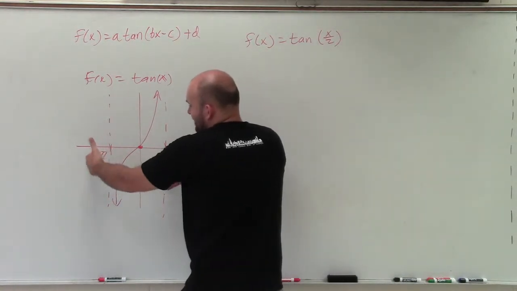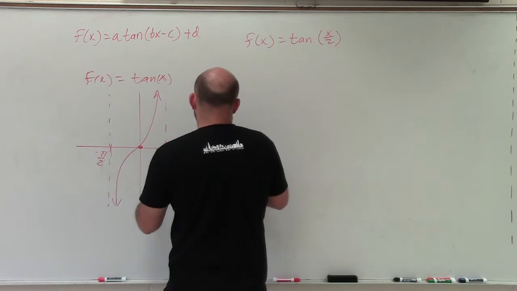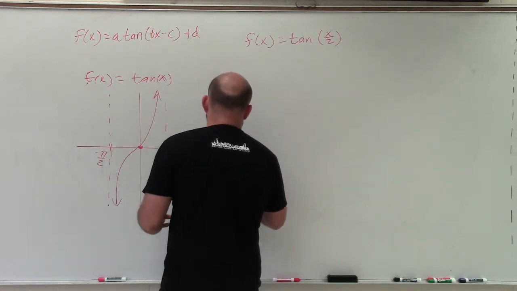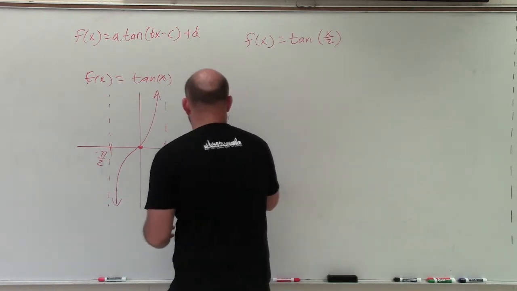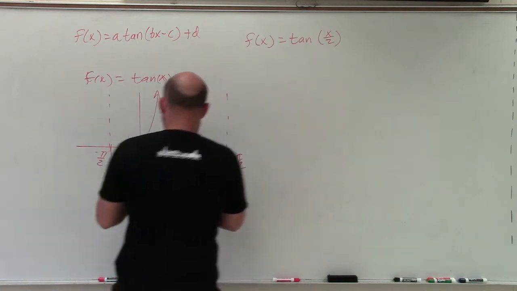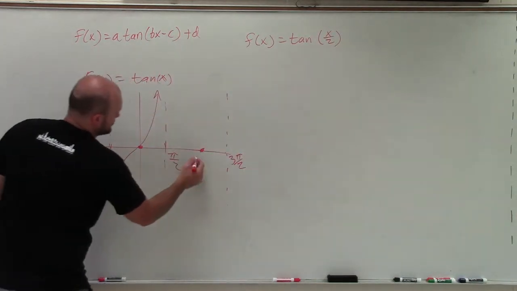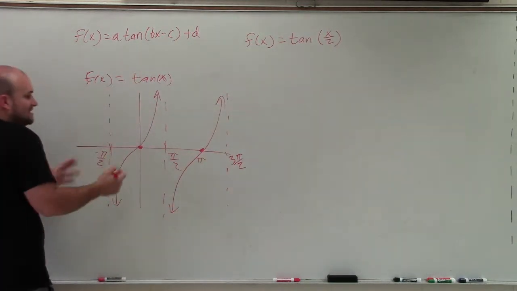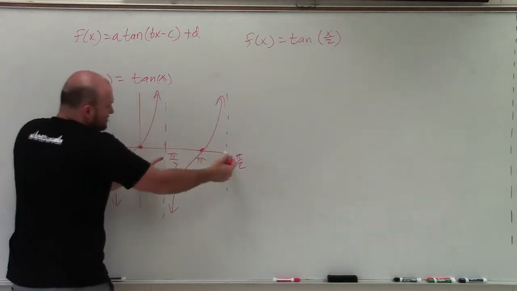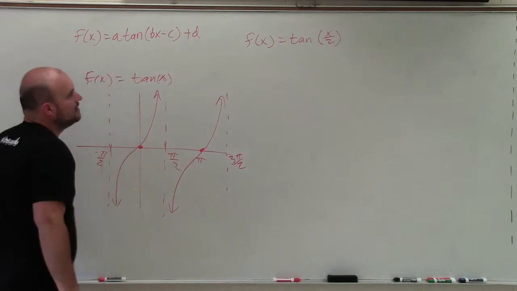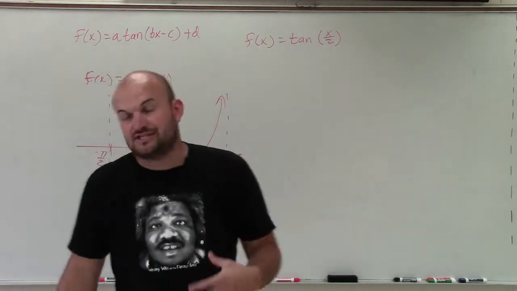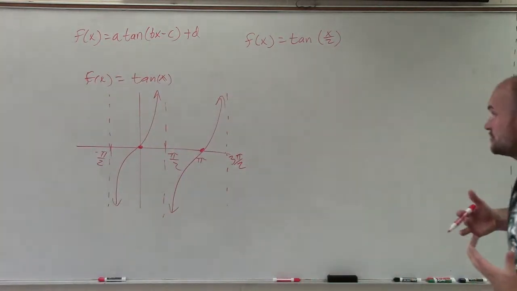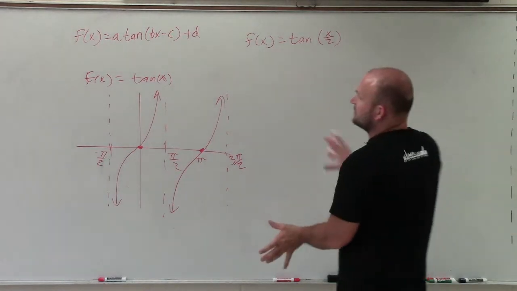Notice the distance is negative pi halves to pi halves, which would be the next one, which would be at 3 pi halves. And then the next distance would be pi halves, which would be at pi. And it looked like that. So notice the distance between my intercepts and the asymptotes is pi. So when we're graphing tangent, or any trigonometric function, we want to make sure we at least know what the parent graph looks like.